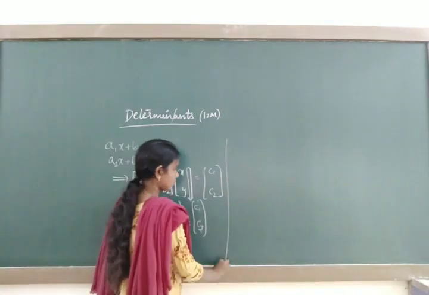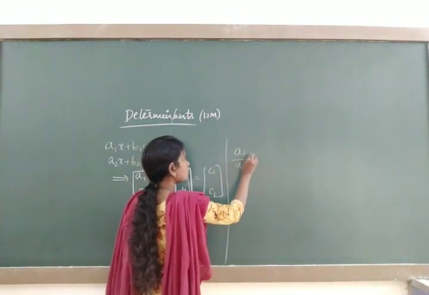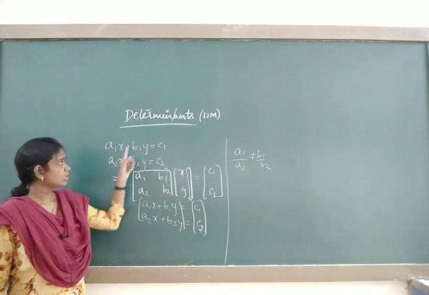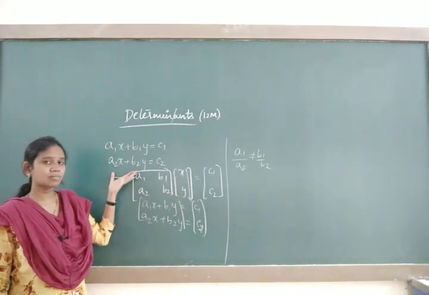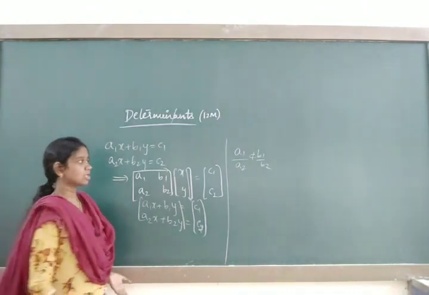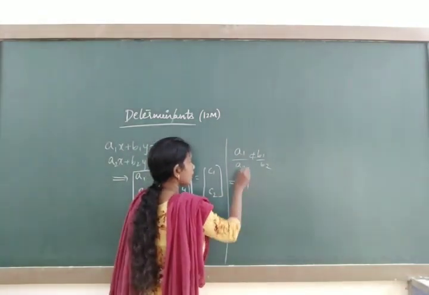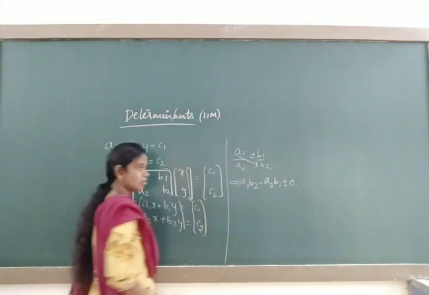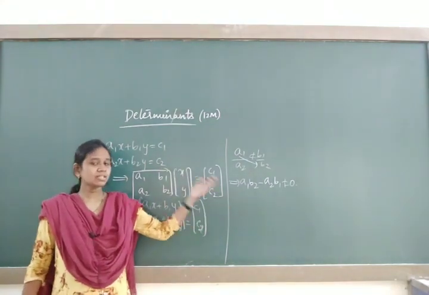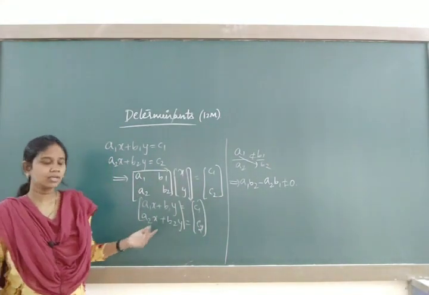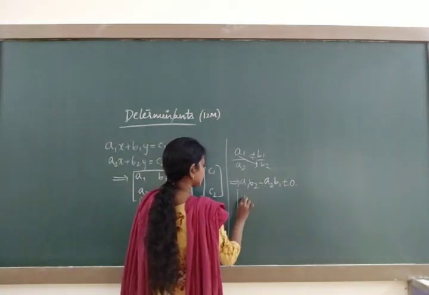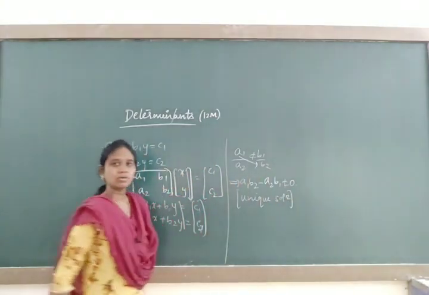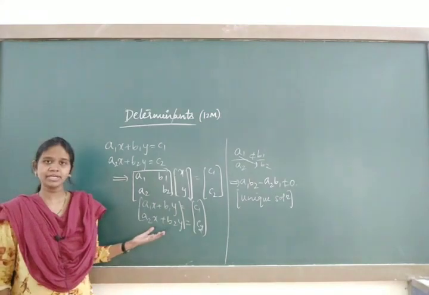The condition is a1 by a2 is not equal to b1 by b2. If this is the condition, the system of linear equations has a unique solution. This can also be written as a1 b2 minus a2 b1 is not equal to 0. If this is the condition, then the system of linear equations has the unique solution. This we have already studied in 10th standard.